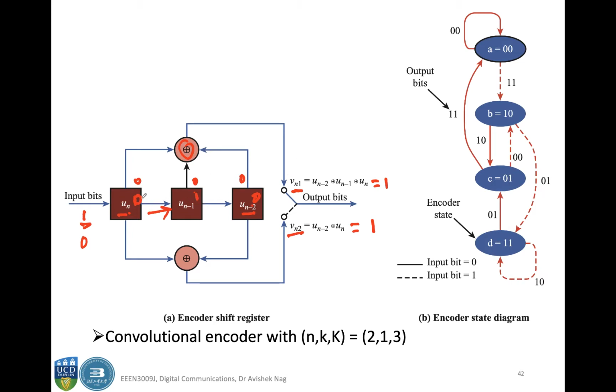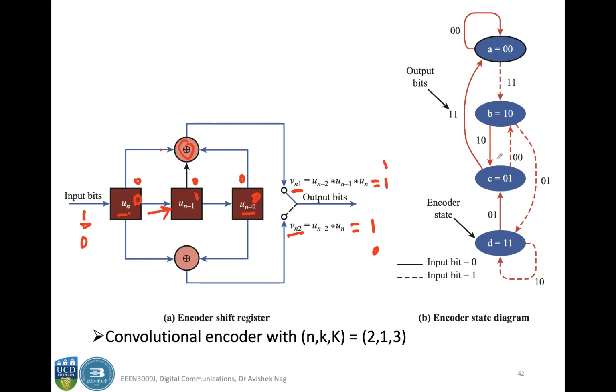So now you will have 0 plus 1 plus 0, which will be 1 again. Okay, so the output vn1 will be 1 again, and vn2 will be 0. So in this way the output changes, and this input output relationship can be represented by this state diagram.